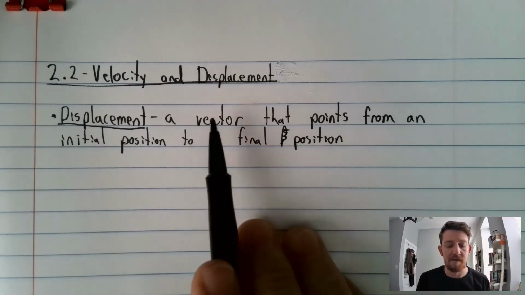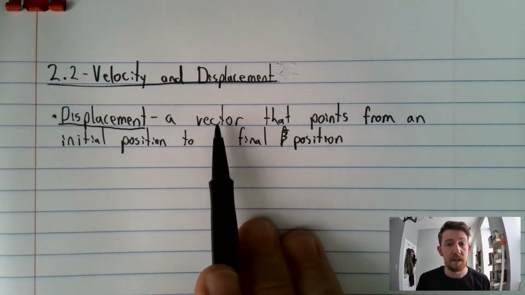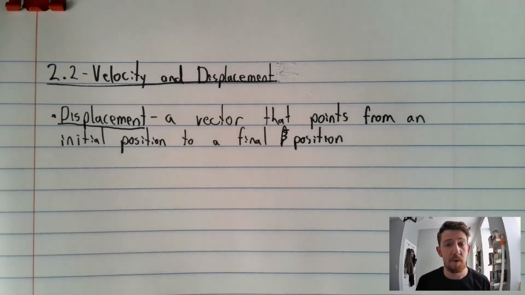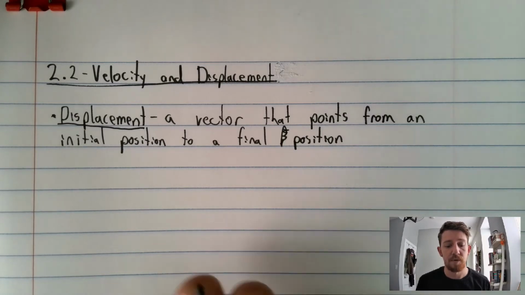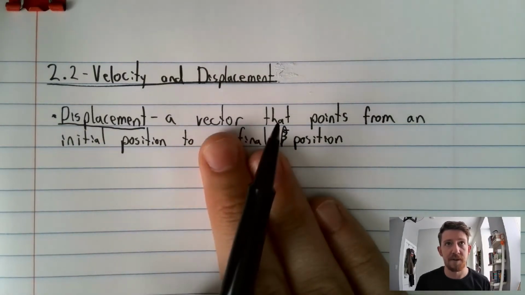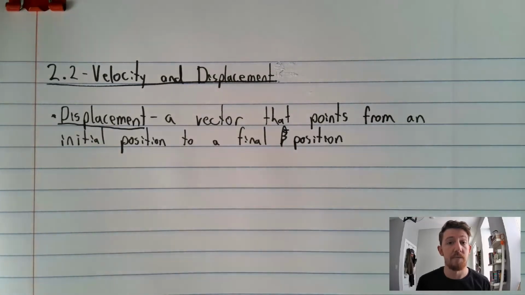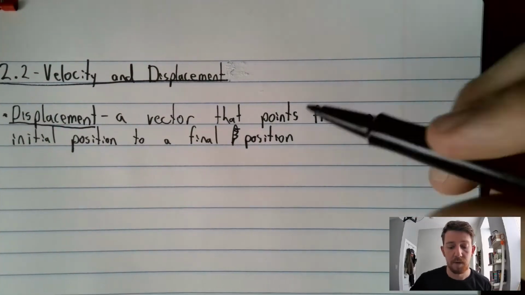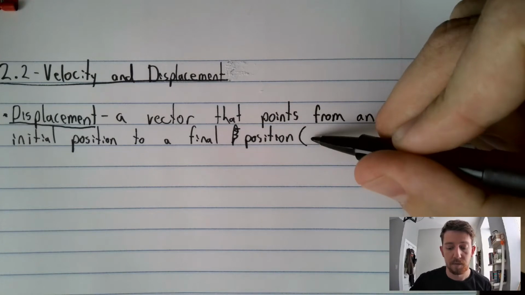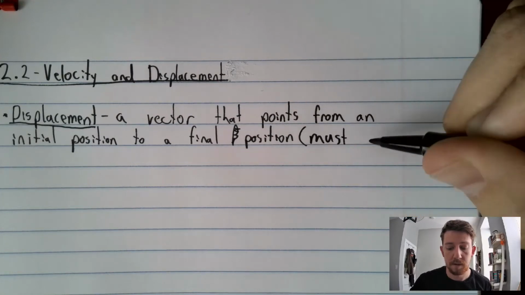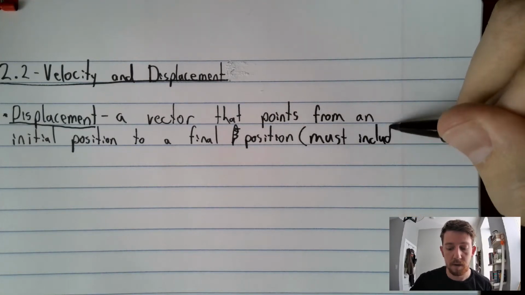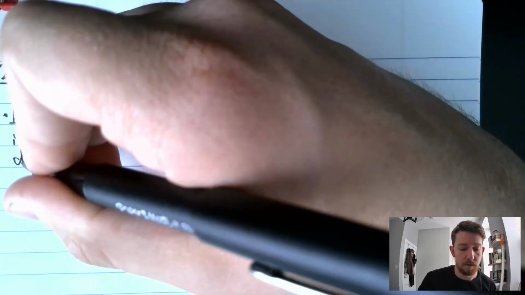Also, there's this word vector. Vector basically just means arrow at this point in the class, so it's just a vector that points from the start to the end. The more important thing about the word vector is that it includes direction. So since displacement is a vector, we need to always include a direction along with our displacement. So let's put that as a little note. Must include direction.